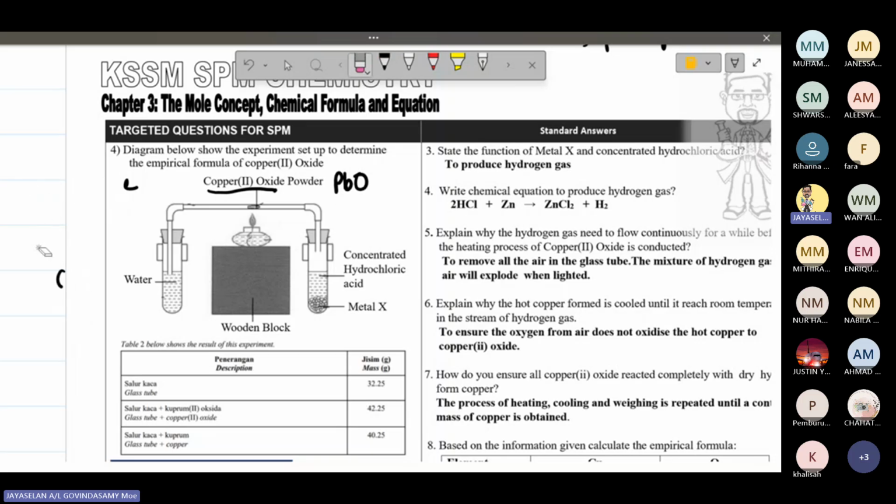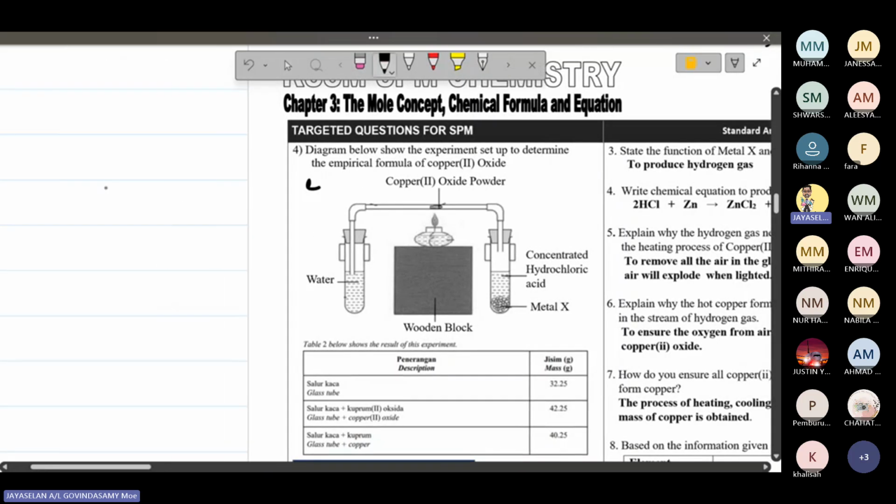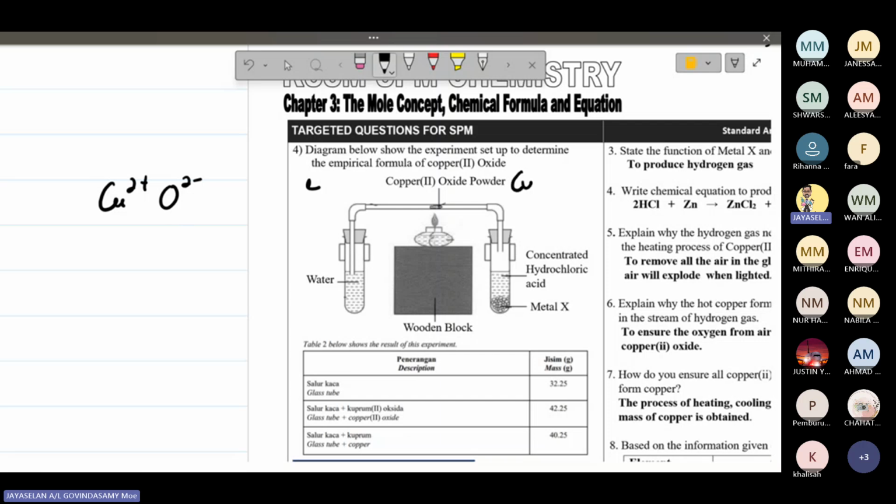So what is the formula of copper 2 oxide? Copper 2 oxide, kita buat ni copper 2 ion, oxide ion. So when you combine together, please remember CuO, copper 2 oxide. And this experiment with copper 2 oxide can be replaced with what? Lead 2 oxide. So ini kamu boleh ambil or ini pun boleh ambil. Lead 2 oxide, copper 2 oxide. Sudah faham?